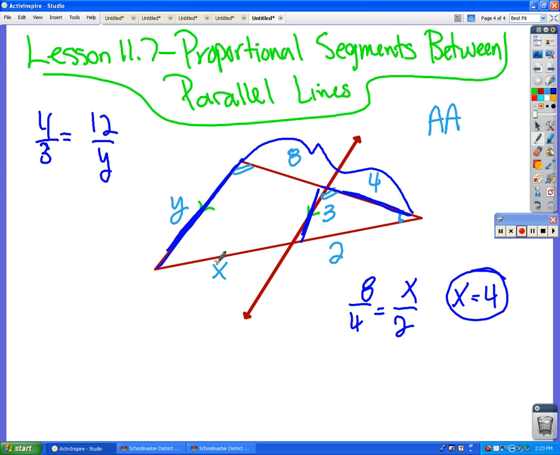Janae? Ryan? I don't know what you guys are doing back there, but it has nothing to do with learning geometry, so stop doing it. I'm not doing anything. Okay.